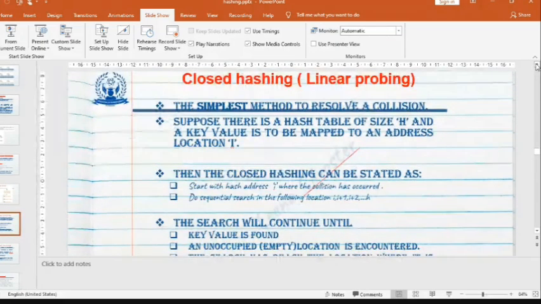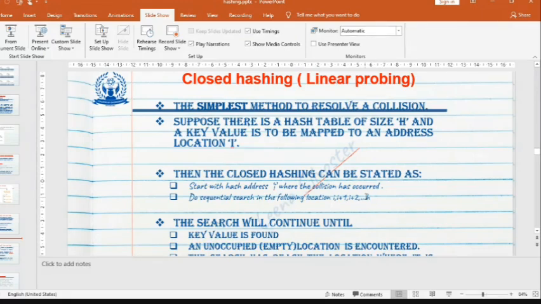First one is closed hashing, that is linear probing. So linear probing is under the closed hashing method. The simplest method to resolve a collision is closed hashing. Suppose there is a hash table of size H and a key value is to be mapped to an address location I. Then closed hashing can be stated as: start with the hash address I where the collision has occurred. Do a sequential search in the locations I plus 1, I plus 2, etc.